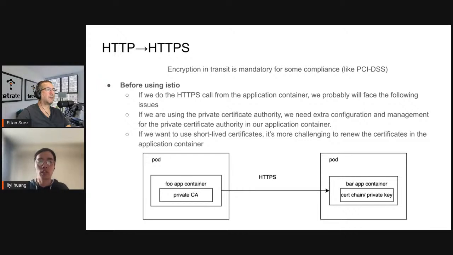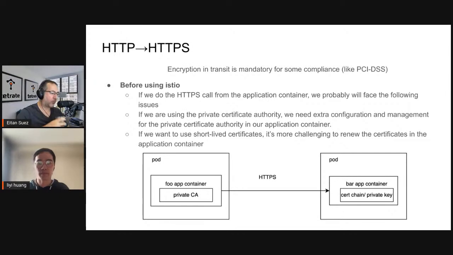As I'm showing here, I'm doing this HTTPS call, but within that foo application container and bar application container, what you actually need to manage is the private CA, where you need to do some trust. If you have the private CA, if you have your private PKI in your environment, in the bar, you also need to maintain the cert chain and the private key. If you need to rotate, it's going to be very challenging for you to do that if you don't have Istio.